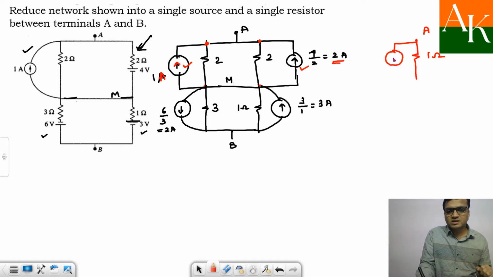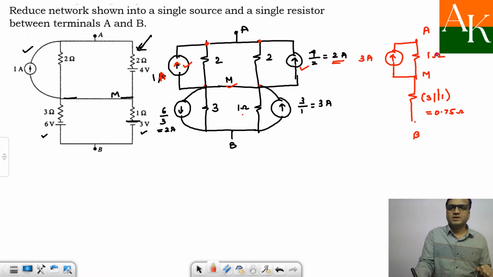So the resultant current will be moving upward, and the value of this current source will be 2 plus 1, that is 3 ampere. In the lower part of the circuit, from M to B, I have 3 and 1 in parallel. So the equivalent resistance will be product by sum, 3 by 4, so that is 0.75 ohm. This 1 ohm is because of 2 parallel with 2.